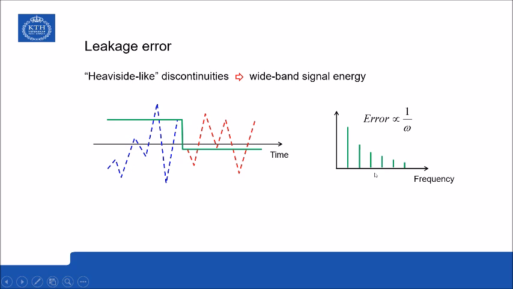So how do we reduce this error? Well, of course, we have to reduce the size of this jump. So if we can make this discontinuity as small as possible, then we reduce this contribution from this kind of error. And what we use is something that is called a weighting window.